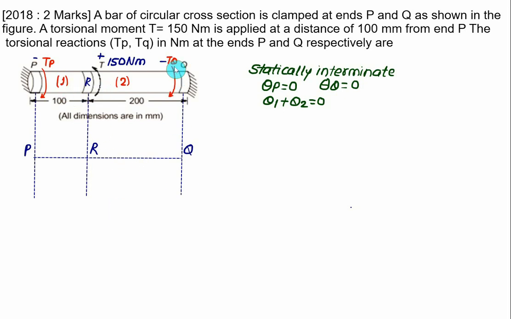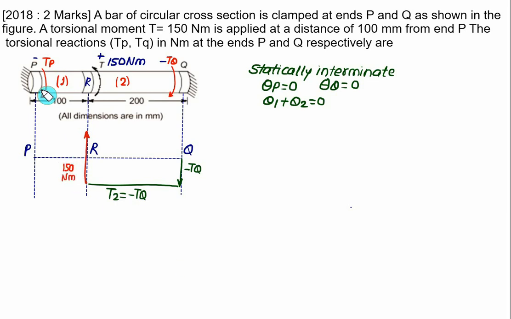At this fixed end, the reaction torque is negative, so we move downward and represent this torque as minus Tq. This torque remains constant between R and Q, so we draw a horizontal line, and the value of T2 is equal to minus Tq. Then suddenly at point R we have a positive value equal to 150, so we move vertically upward from this point to this point, and the total distance covered will be equal to 150 Newton meter. So this torque is 150 Newton meter.